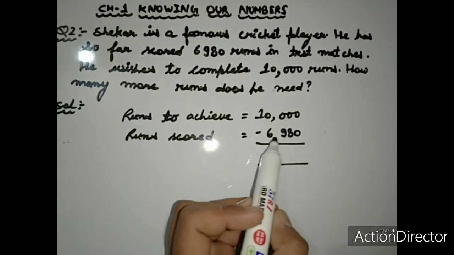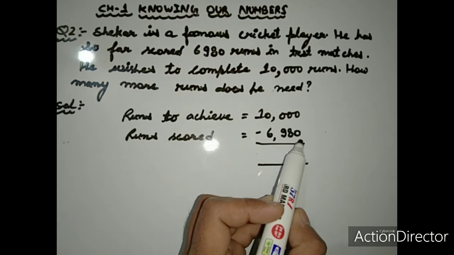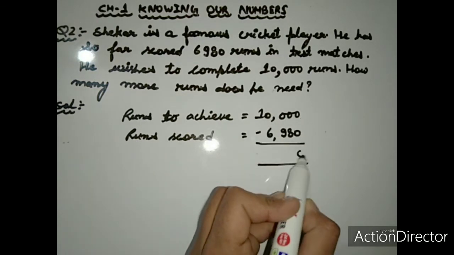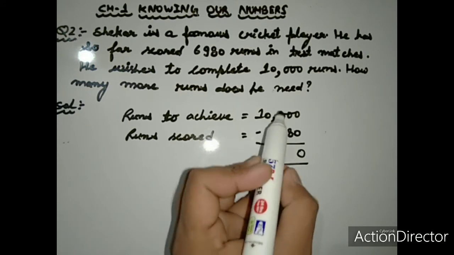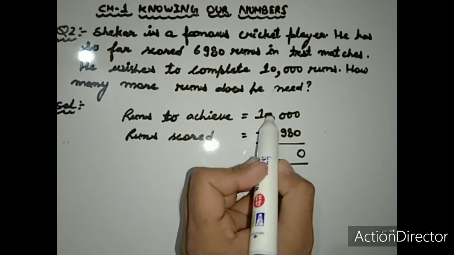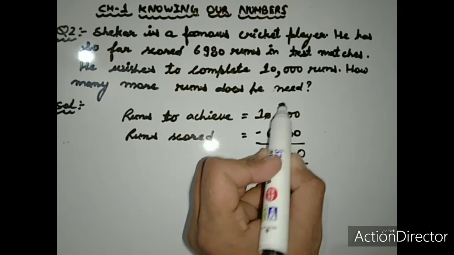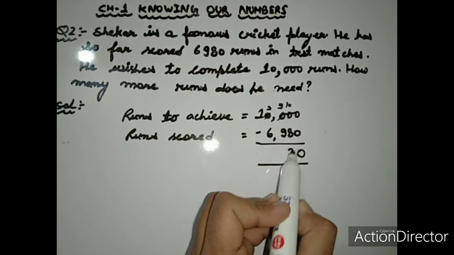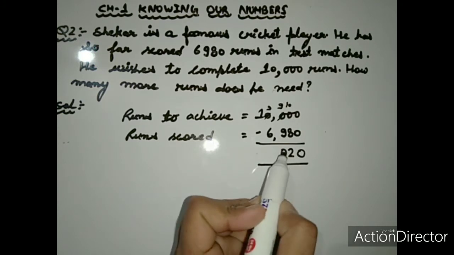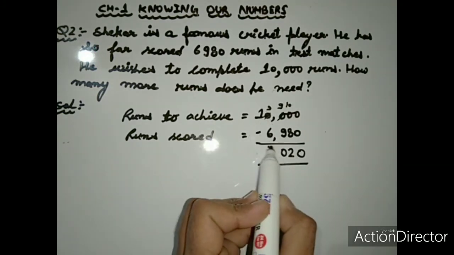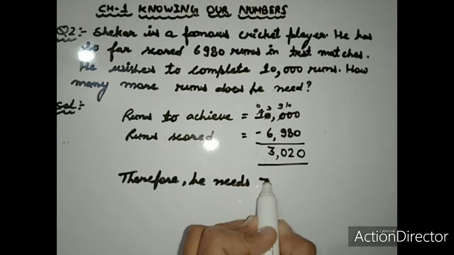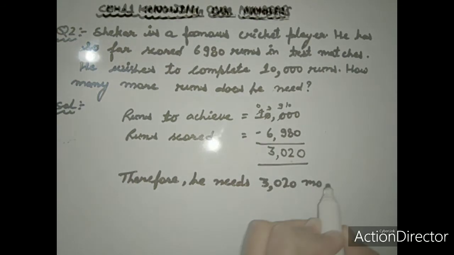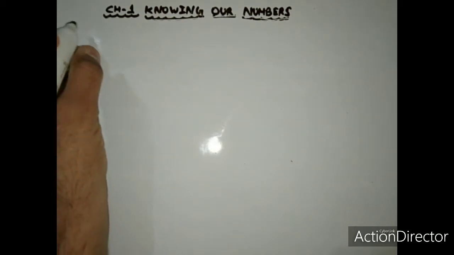Here we subtract 6,980 from 10,000. So here 0 minus 0, here 0. Now here we take one borrow from here. Then here 9 is left. Then here 10. Then 9 here. So 10 minus 8, 2. 9 minus 9, 0. 9 minus 6, 3. So 3,020 more runs.